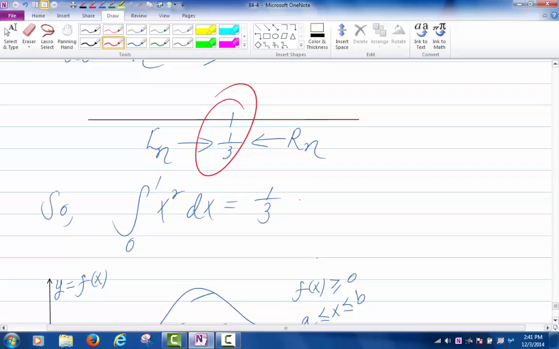And what should be the area then? What should be the area below the graph of x squared between 0 and 1? It will be 1/3 exactly. Right? The limit of Rn or ln gives you the area below the graph of x squared between 0 and 1. Is everybody okay with that? Questions?